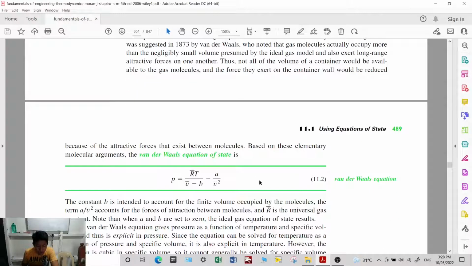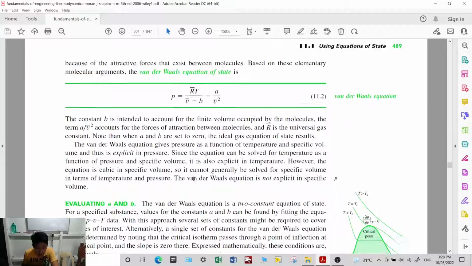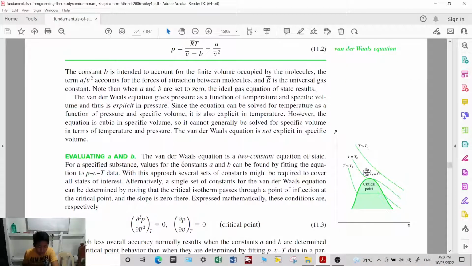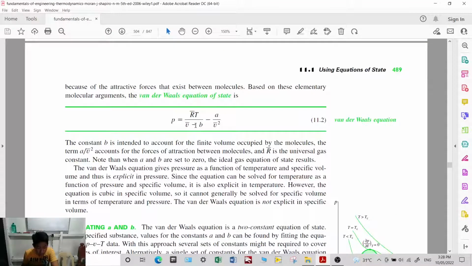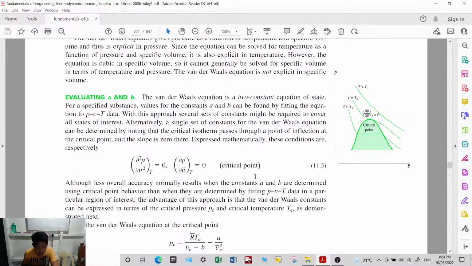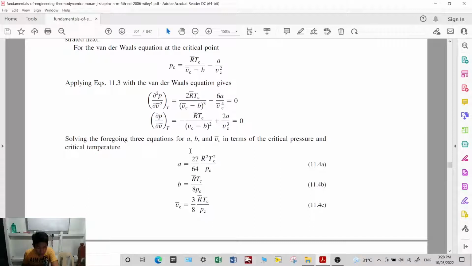So this is the van der Waals equation. This is an improvement on your ideal gas equation. The difference is that it has two constants, A and B. Now, if A and B are 0, it returns to the ideal gas equation. So how do we get A and B? This one is based on the critical pressure and temperature of the substance. So that is how it is obtained.